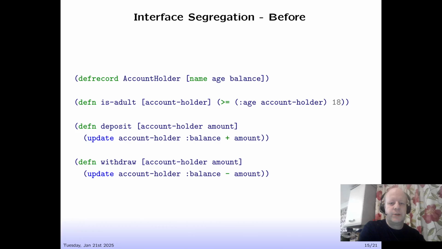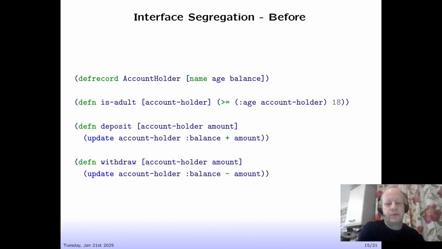The next principle is the interface segregation principle. It basically says that interfaces should be as small as possible, so you shouldn't have multiple things in an interface which don't need to be in the same interface.